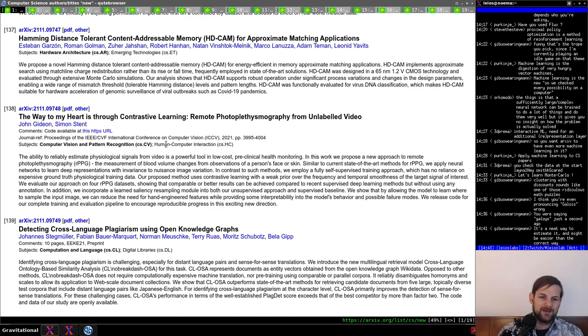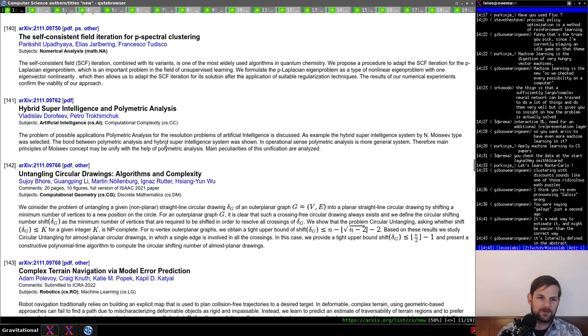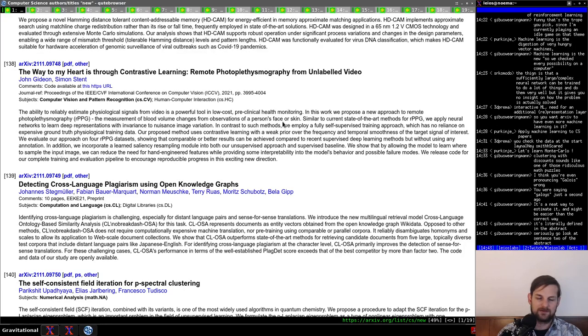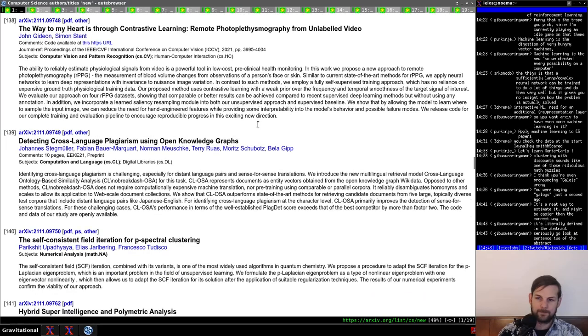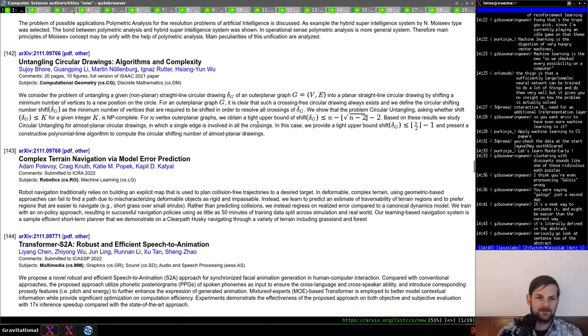Detecting cross-language plagiarism using open knowledge graph. Self-consistent field iteration for p-spectral clustering, hybrid superintelligence, and polymetric analysis. It's literally defined in the abstract. The measurement of blood volume changes from observations of a person's face or skin. Interesting. Yeah, okay. Hybrid superintelligence of polymetric analysis, untangling circular drawings, algorithms, and complexity. That one could be interesting.